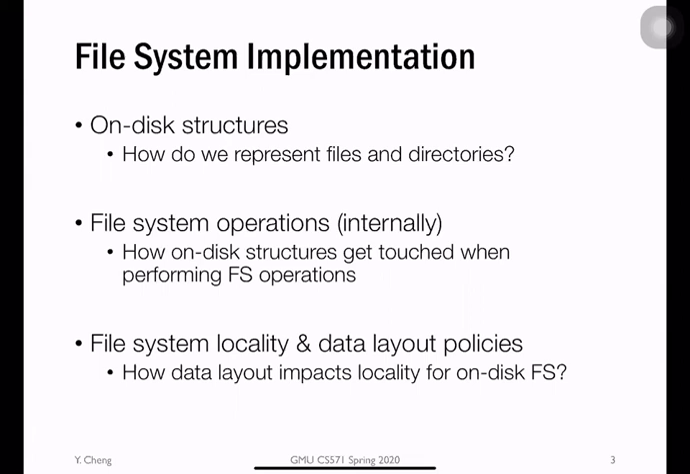And regarding file system operations, the question to answer is how the on-disk data structures get touched and interacted with when performing a specific file system related operation. For example, when making a directory, reading a file, writing a file, and so on. And we're also going to talk about file system related data locality and data layout policies, and specific optimizations that could be used to optimize the data layout so as to better optimize performance.